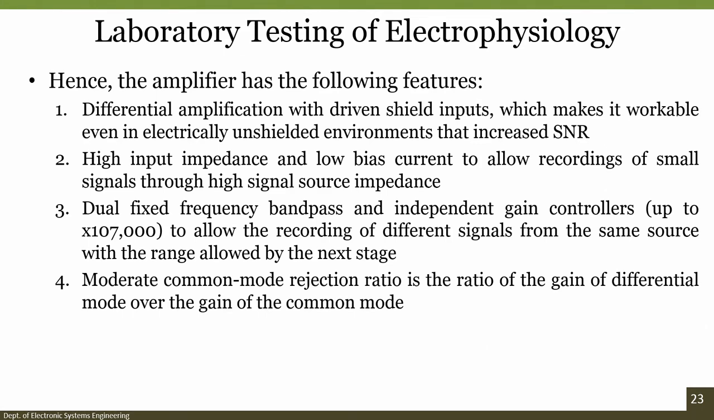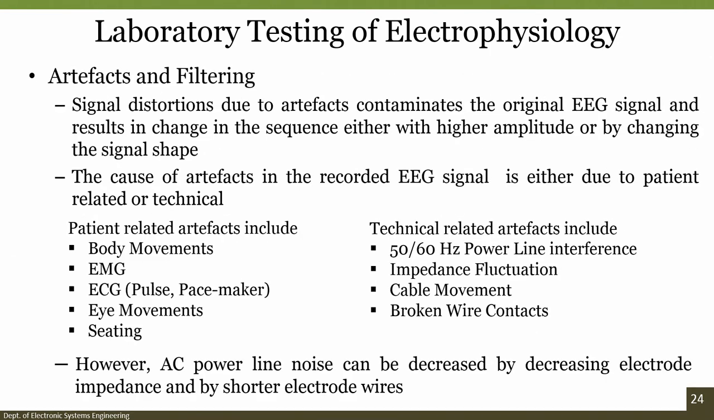Finally, we should have a moderate common mode rejection ratio, which is the ratio of the gain of the differential amplifier mode over the gain of the common mode. These are a few of the features an amplifier should have. To take care of the artifacts and filtering: signal distortion due to artifacts contaminates the ordinary EEG signal. We know that EEG signals are of microvolts, and artifacts result in changing the sequence either with higher amplitude or by changing the signal shape.